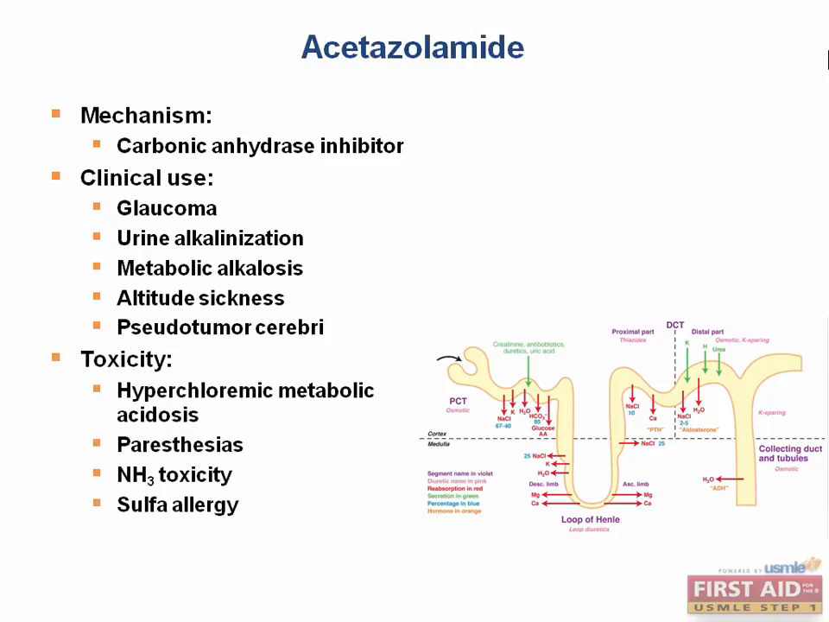The main toxicity of acetazolamide is metabolic acidosis due to the loss of bicarb in the urine. And it can also cause paresthesias, ammonia toxicity, and a sulfa allergy because of its sulfa origin.